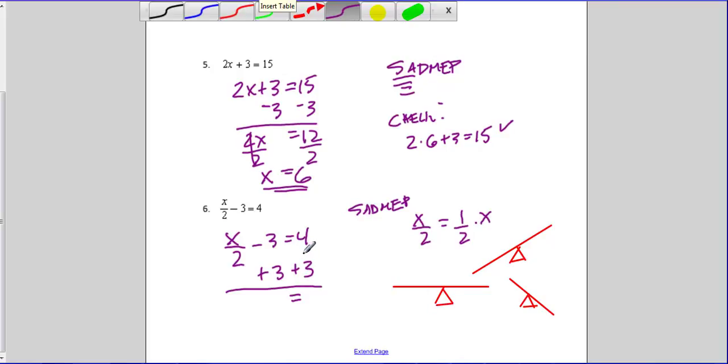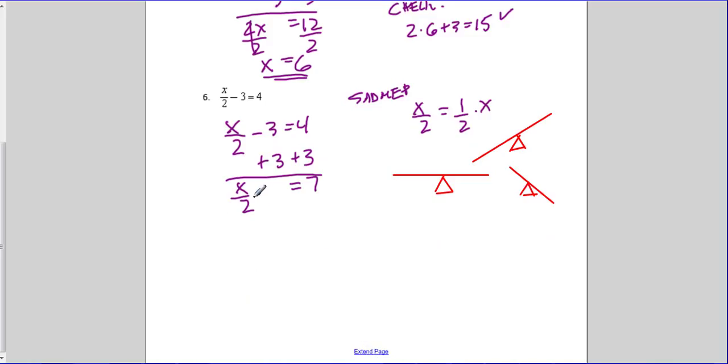So now, 4 and 3 is 7. Negative 3 plus 3, or minus 3 plus 3 is 0. Bring down the x over 2. So now x over 2 is x divided by 2. To undo division, I use multiplication, so I'm going to multiply both sides by 2. So 2 divided by 2 is 1 times x is 1x, but 1x is x, so that's just x. And then 2 times 7 is 14, so my solution is 14.